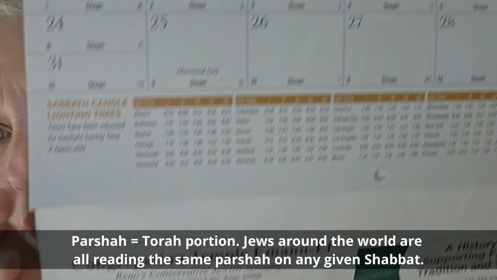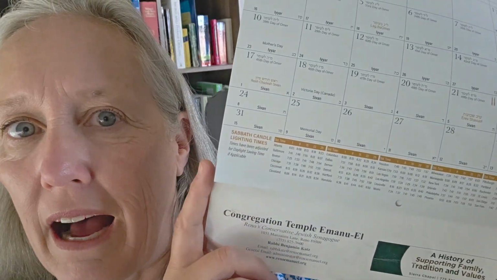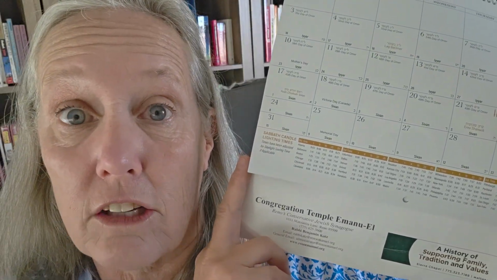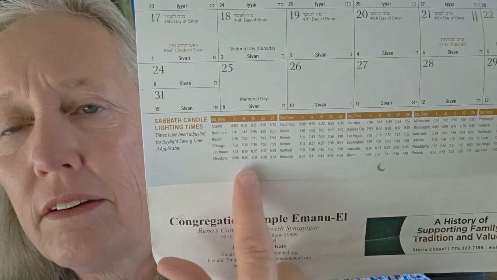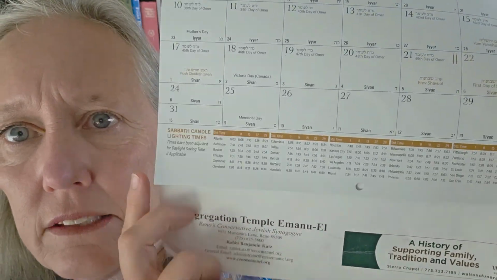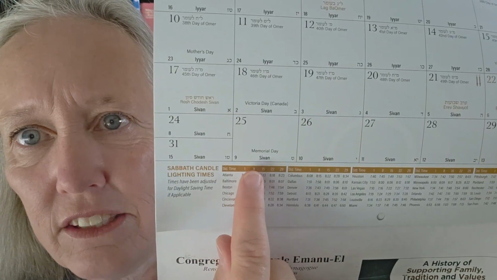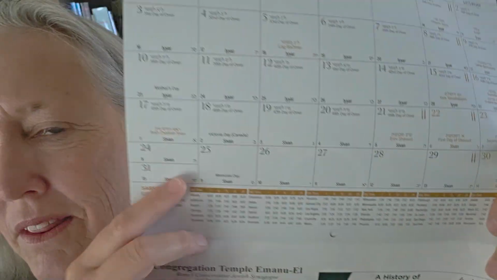And then down here, they also have the candle lighting times for Shabbat. We're supposed to light the candles 18 minutes before the sun goes down. And so they give the candle lighting times in a lot of the big cities. The city is listed here, and then each of the Shabbats that are in this month.